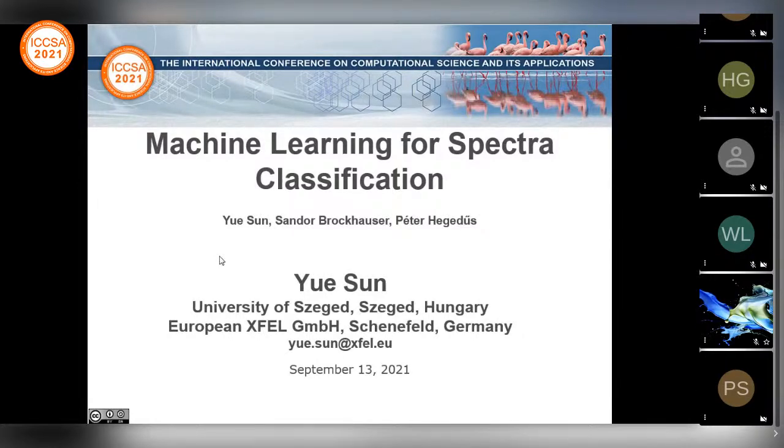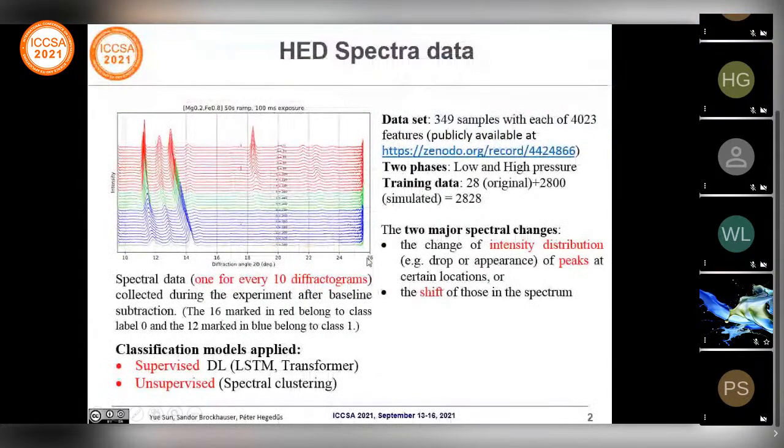So, my name is Yue Sun. I come from University of Zagreb in Hungary, and I do my research work at the European Expert. Today, I will present our conference paper, Machine Learning for Spectral Classification. In this work, we applied several popular machine learning and deep learning models for spectral classification.